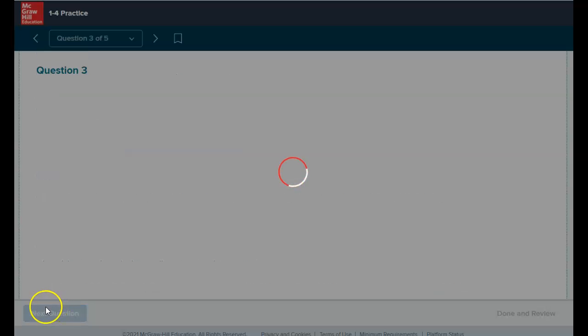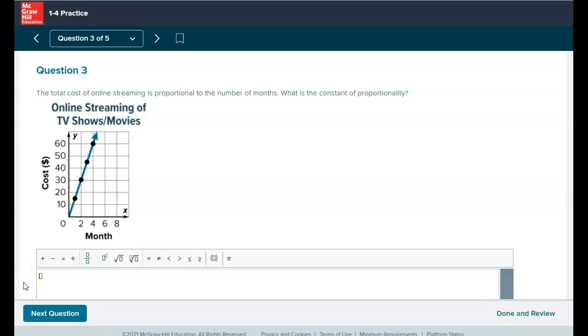Next question. Question number 3. I like it better when they give us the graph. The total cost of online streaming is proportional to the number of months. What is the constant of proportionality? Well, remember, we can find the constant of proportionality from any one point on the graph. So let's see, this one's kind of hard to tell where that one is. I'm going to prefer to maybe use this one because it lies in an exact crossing point.